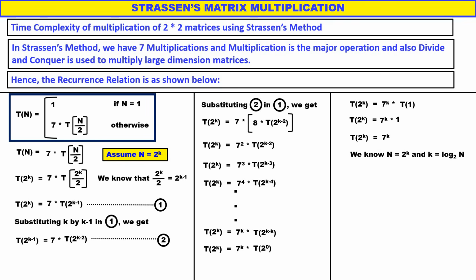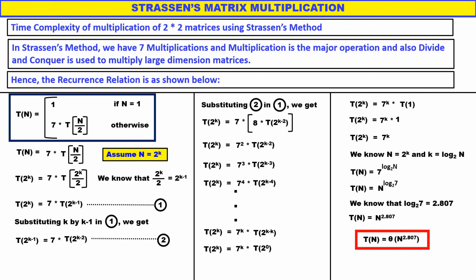So we get 7 to the power of k. And we know n is equal to 2 to the power of k and k is equal to log n to the base 2. Therefore, we get 7 to the power of log n to the base 2. This is nothing but n to the power of log 7 to the base 2. And we know log 7 to the base 2 is 2.807. So this is nothing but n to the power of 2.807. Therefore, the time complexity for Strassen's method is n power 2.807.